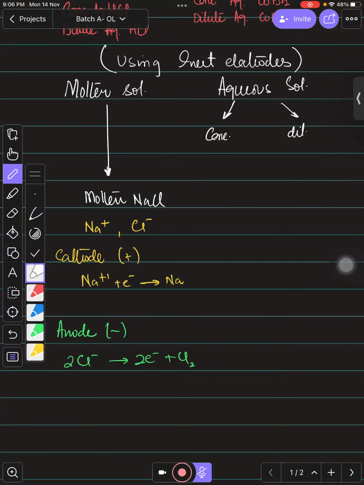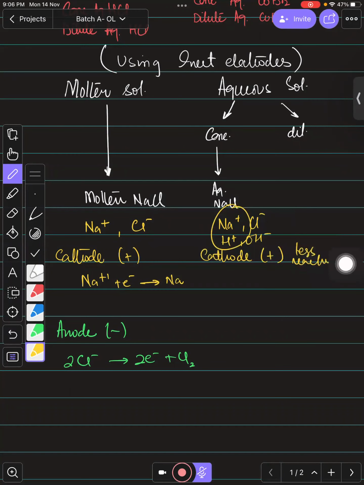After molten solution, if you talk about concentrated aqueous NaCl, along with the salt ions we were having water ions as well, which are H positive and OH negative. At the cathode, we know that the cathode attracts positive ions, and right now we have two positive ones. Whichever is less reactive will move towards the cathode. You need to remember that the less reactive will gain electrons. Hydrogen is less reactive, so it will receive an electron and form hydrogen gas.